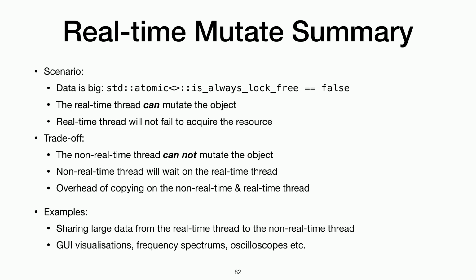Now, in this case, the real-time thread wants to mutate the data, and the non-real-time thread only wants to read the data. The trade-off is that the non-real-time thread has a cast loop. That's fine, usually, because it's a non-real-time thread.